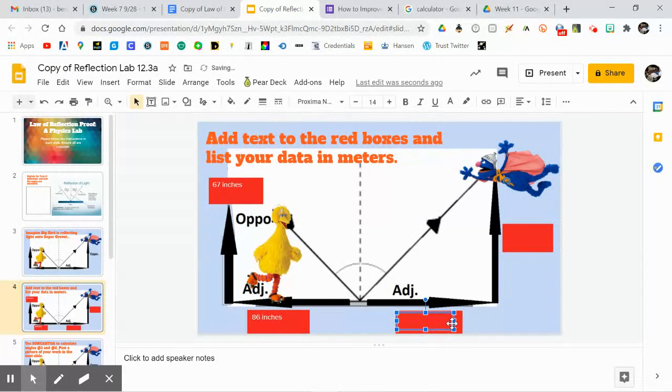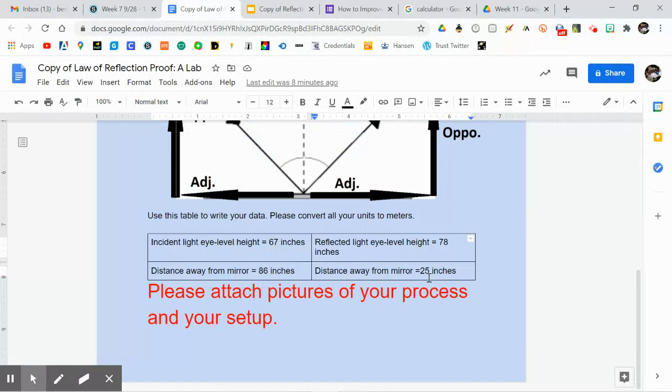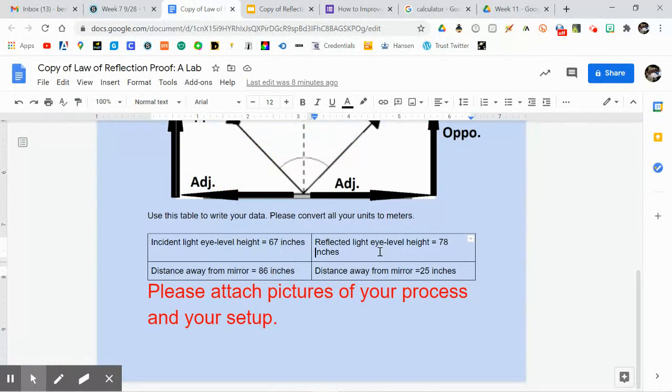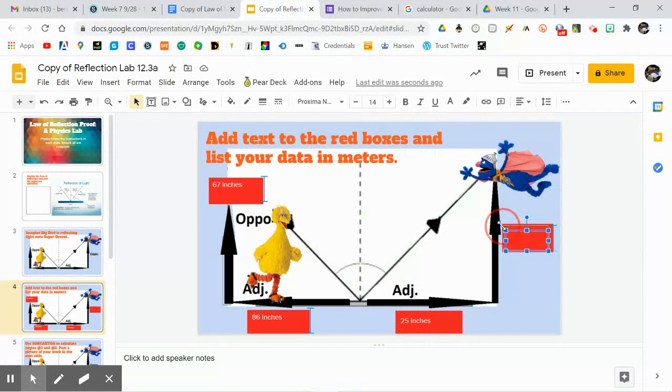And again, this is just made up data that I used, but you already have numbers. You already have these numbers. So please don't use these numbers, everybody. I'm just giving you an example on how to do this. So 25 inches. And then the reflected light eye level height is 78 inches. So I'm getting just my data from the lab that I already did.